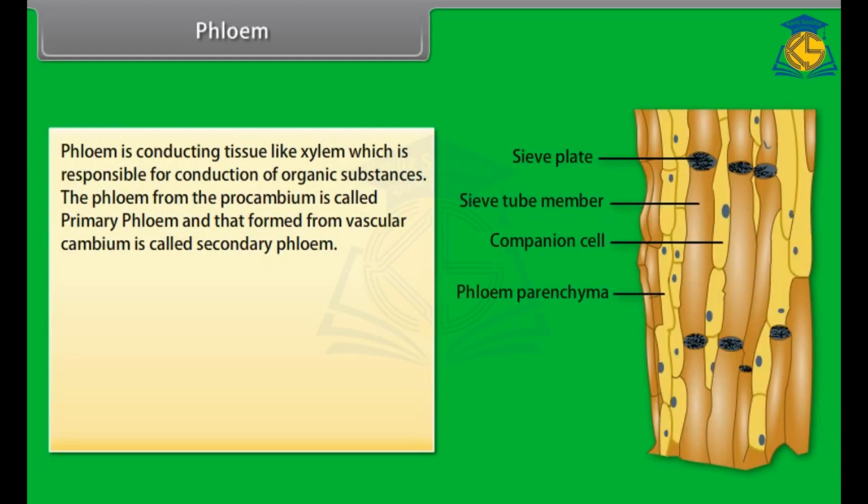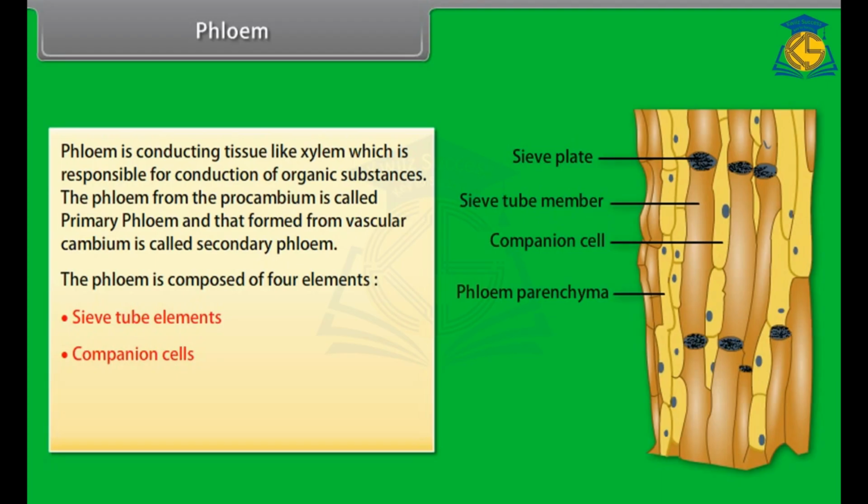Phloem. Phloem is conducting tissue, like xylem, which is responsible for conduction of organic substances. The phloem from the procambium is called primary phloem, and that formed from vascular cambium is called secondary phloem. The phloem is composed of 4 elements: sieve tube elements, companion cells, phloem parenchyma, phloem fibers. Types of phloem.